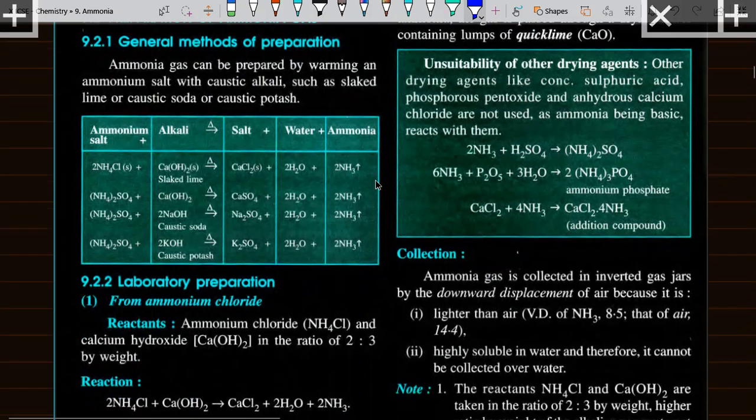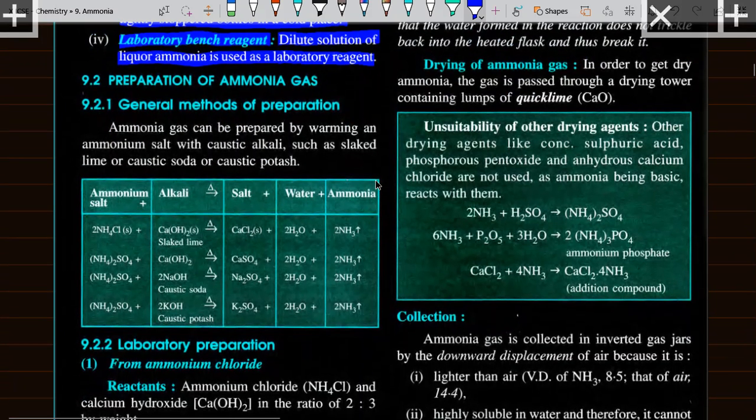Preparation of ammonia gas. General methods of preparation. Ammonia gas can be prepared by warming an ammonium salt with caustic alkali such as slaked lime or caustic soda or caustic potash.